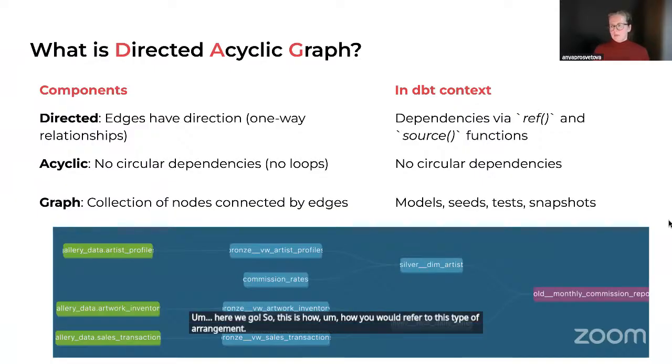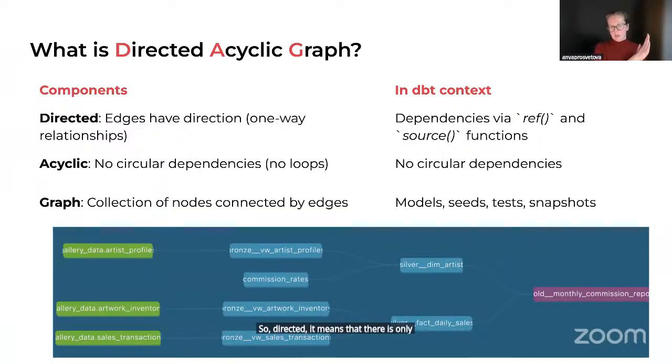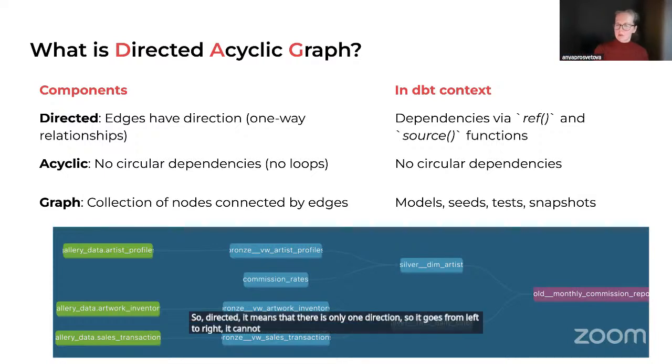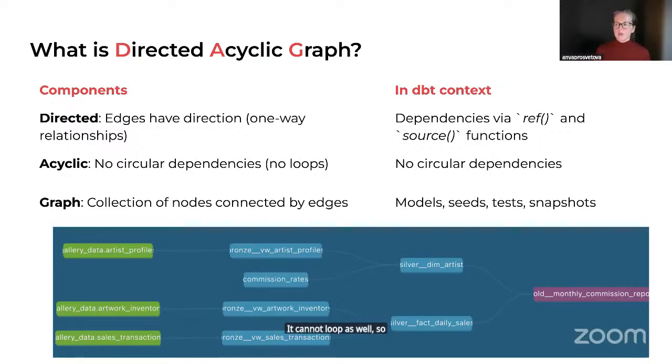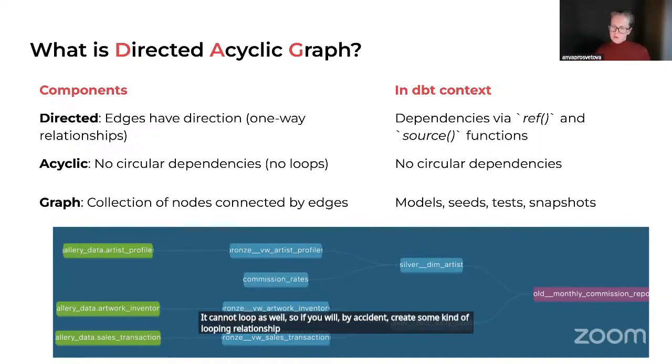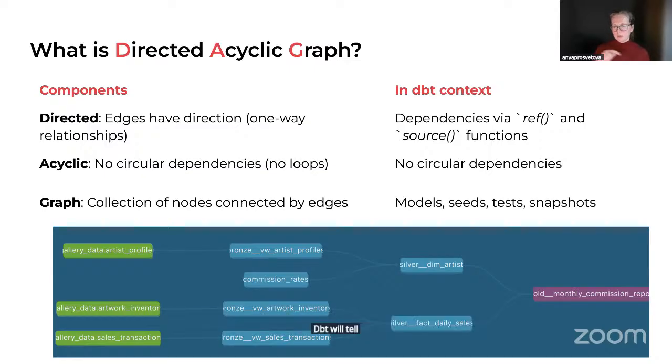So directed means that there is only one direction. It goes from left to right. It cannot go backwards, for example. It cannot loop as well. So if you, by accident, create some kind of looping relationship, one model goes to another, and then the second model connects to the original one, dbt will tell you, and it will not be able to run your pipeline. Actually, it will give you the warning.